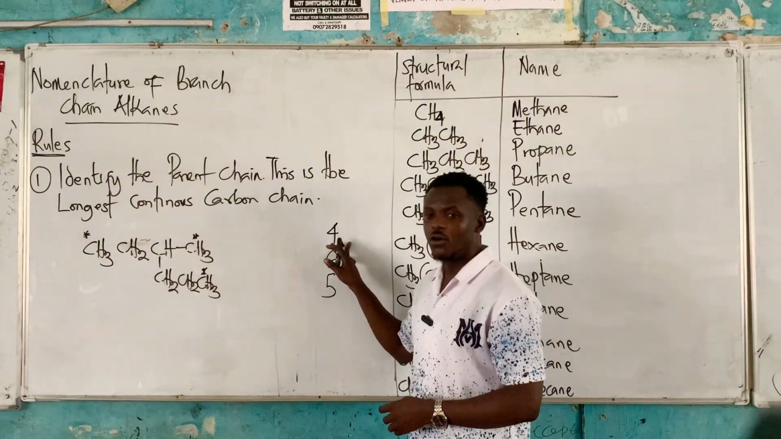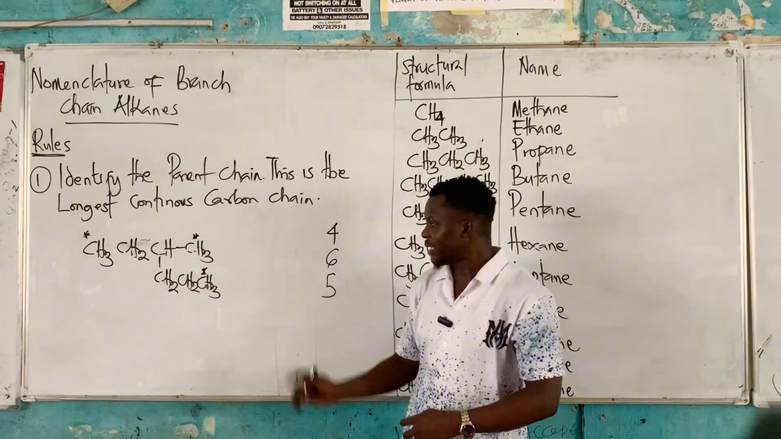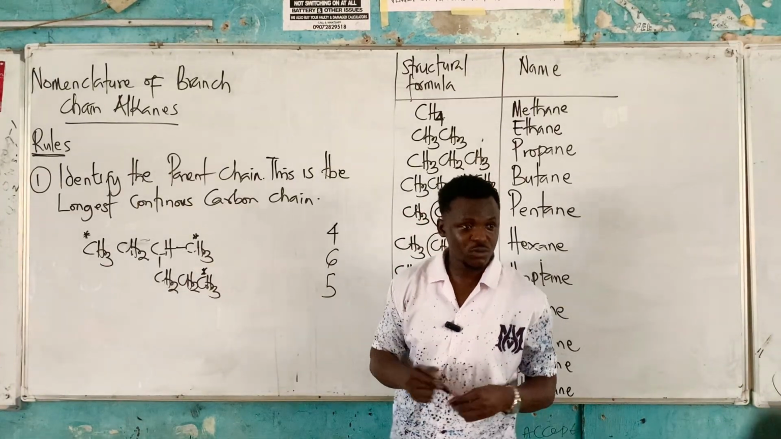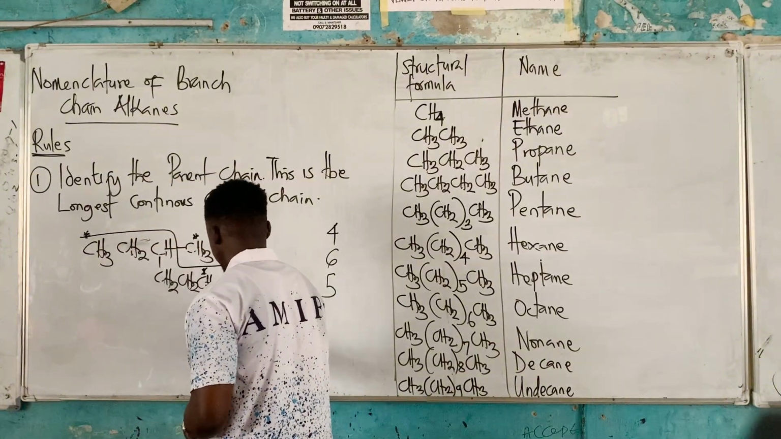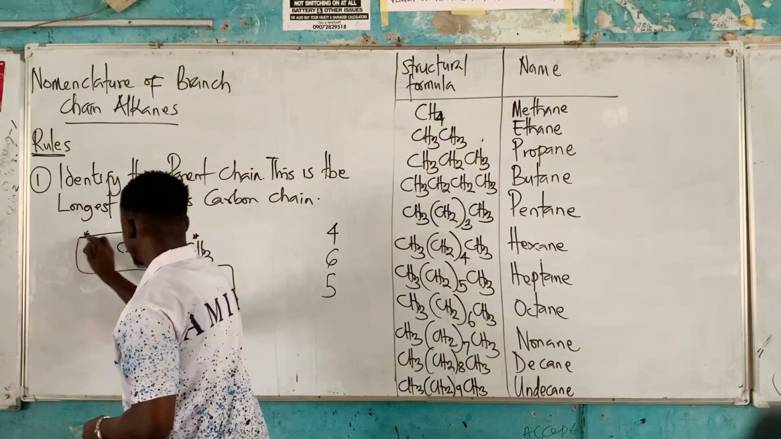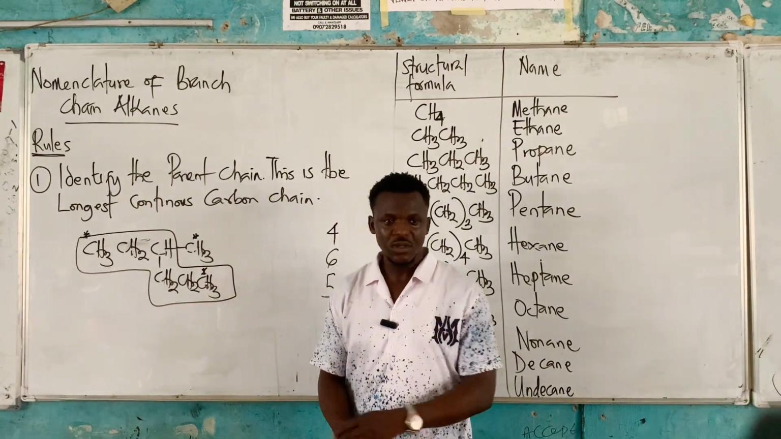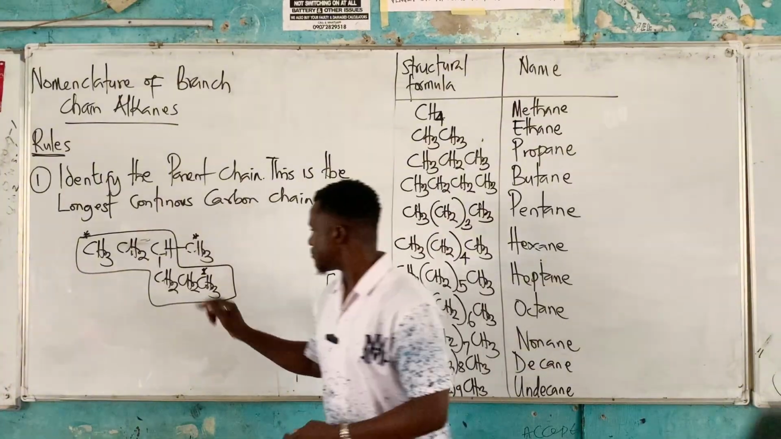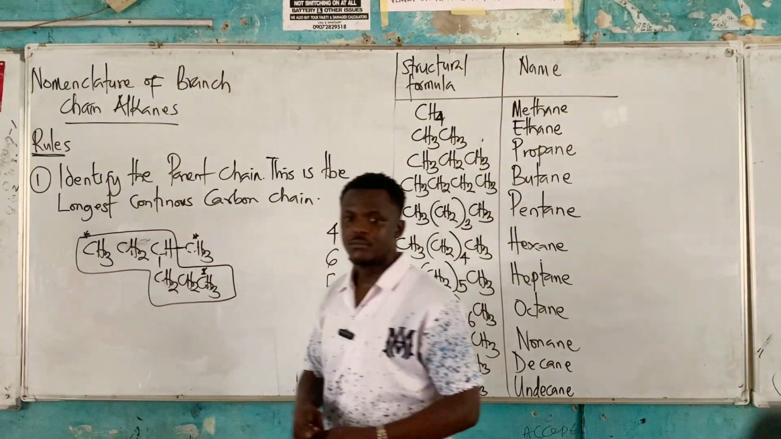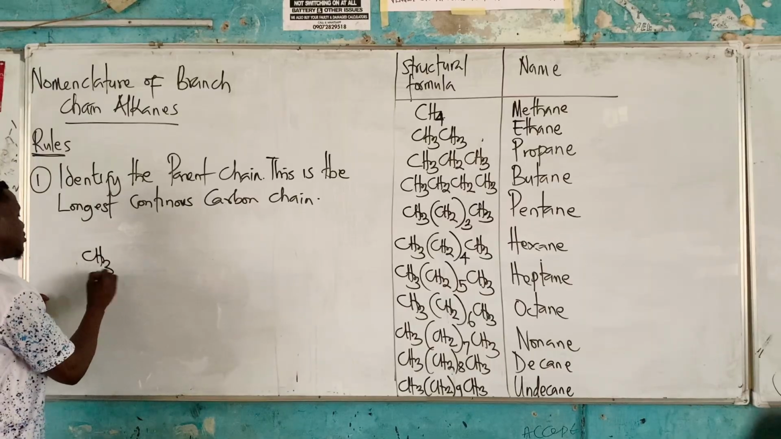Class, between 4, 6, and 5, which of them has more carbon? The one that is 6 becomes the parent chain, is it not so? So I'll now circle it. Anything that is not part of this circle becomes a branch. And obviously, what is now the branch? CH3. That's a branch. CH3.